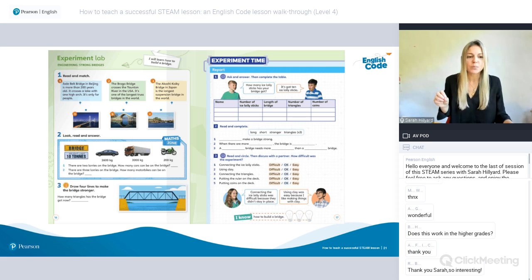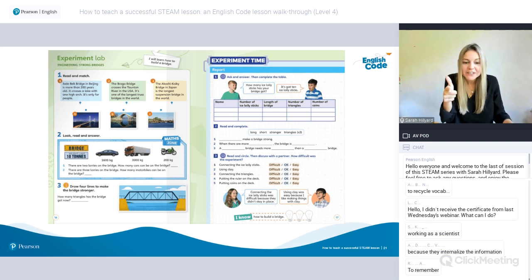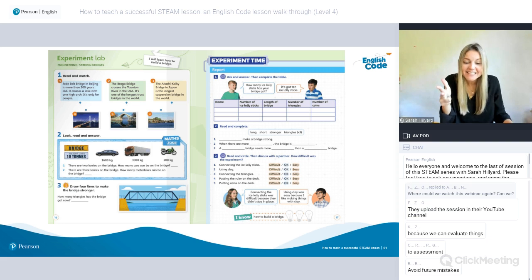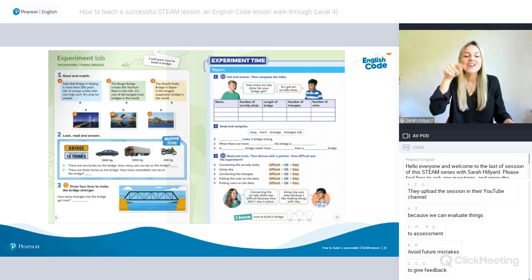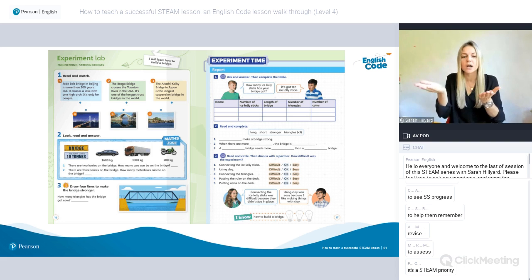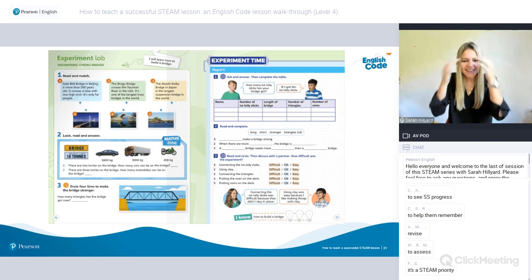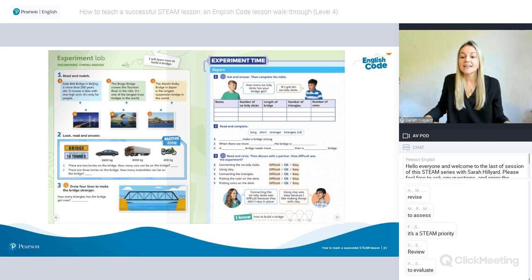Why do you think it's important to write things down and to record your data? To remember things, to recycle vocabulary, you're saying? Working as a scientist, to internalize, yes? To assess, good, to avoid future mistakes. You've got it written down, and then you can work on that and say, okay, why didn't that work? Maybe we should do something different. Good, lovely, yes. It's something that scientists do, that engineers do.